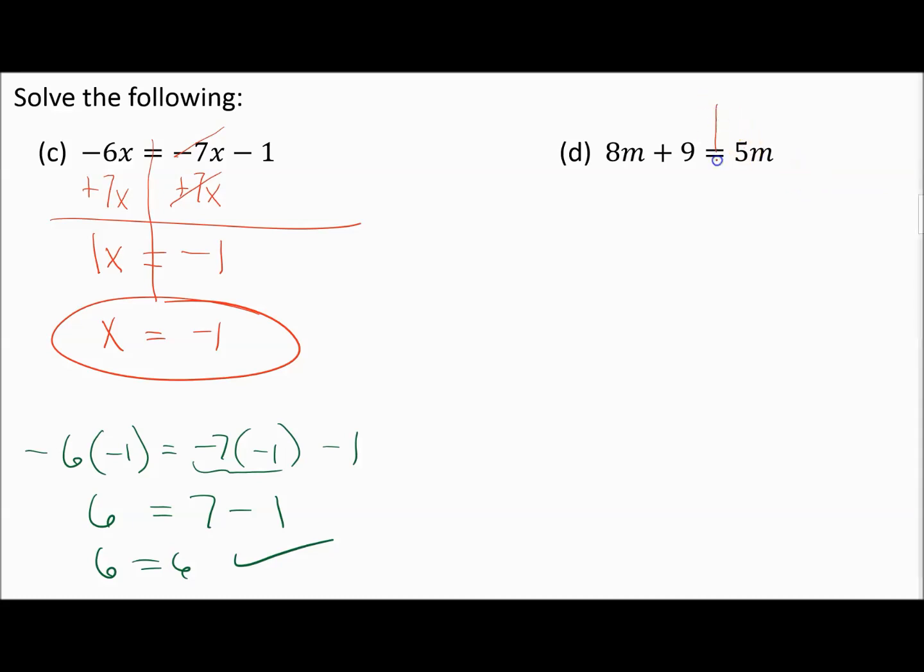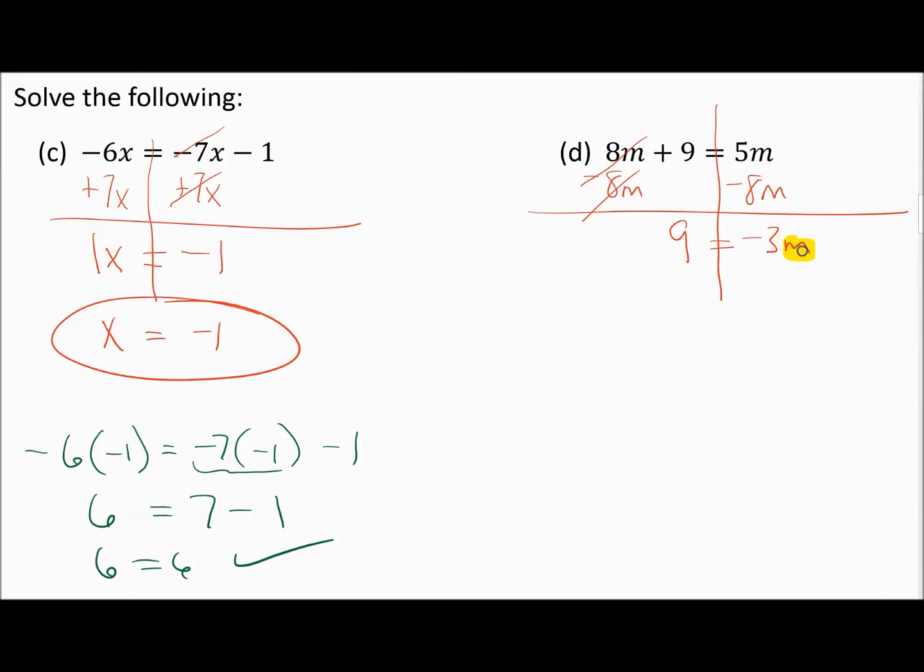So let's line up, there's our equal line, subtract 8m on the left and subtract 8m on the right. Notice that's once on each side of the equal sign. The 8m minus 8m cancels. On the left I have 9 equals, and over here 5m minus 8m. Those are like terms, right? So it's minus 3m.